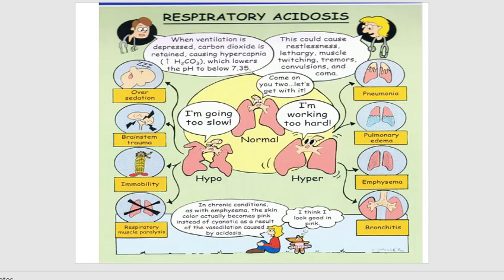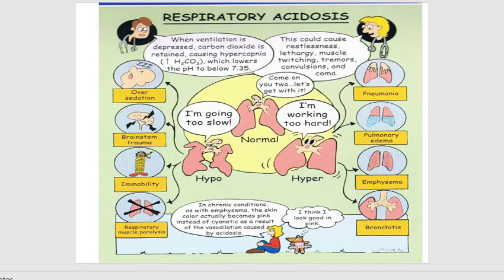Respiratory acidosis. The thing you've got to remember about respiratory acidosis is you're not getting rid of your CO2 in your lungs. Why could that be? You're either not breathing deep enough, or you're not breathing fast enough, or you have some kind of condition that is not allowing you to get rid of the CO2. So what are some of the reasons?